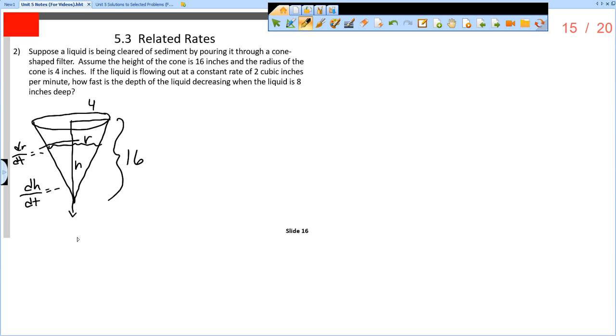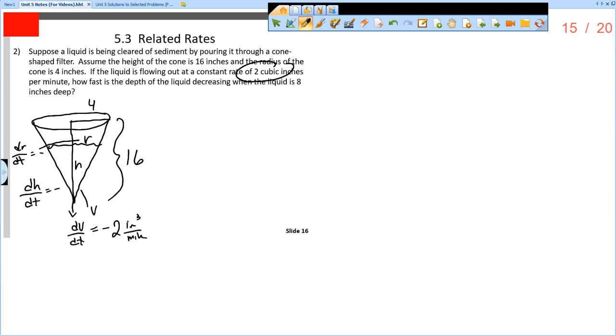Okay. Now the liquid is flowing out, right? So there is a certain volume of liquid in the tank, right? And as it flows out, the volume is decreasing as well, right? And so then there is a dV/dt, right, which is some negative number, but specifically we're told it is 2 cubic inches per minute, right? So negative 2 cubic inches per minute is the dV/dt. Now, remember, it's negative because the volume is decreasing.